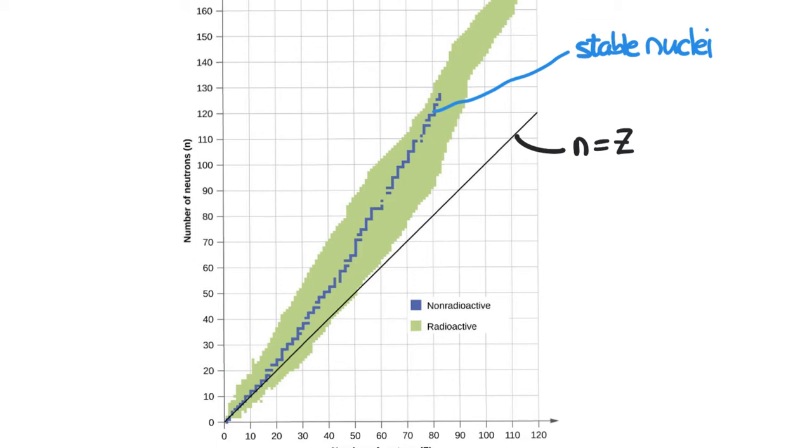But as we go further along here, where the number of protons is getting more, we see that in order to keep the nuclei stable, we need more neutrons than protons. And that has to do with adding strong nuclear interaction in order to balance the electrostatic repulsion due to the protons in the nuclei.